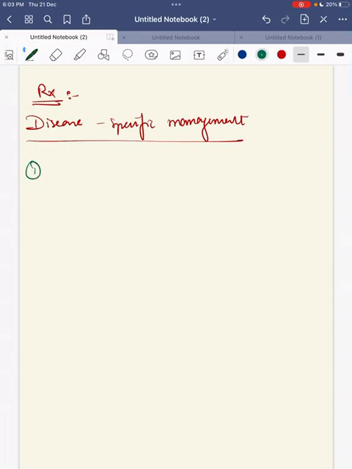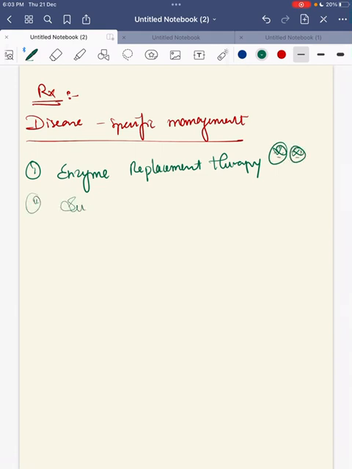Next, I'll go on to treatment. This treatment is a separate topic or separate question in your examination. So there will be a disease specific management. Disease specific management includes, first one is enzyme replacement therapy. It is a priority question, this enzyme replacement therapy. Second one is substrate reduction therapy.